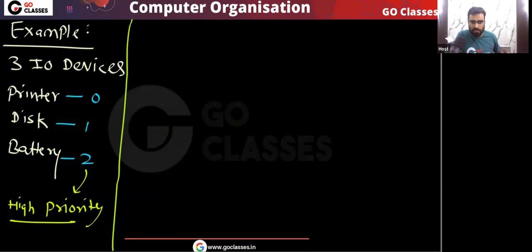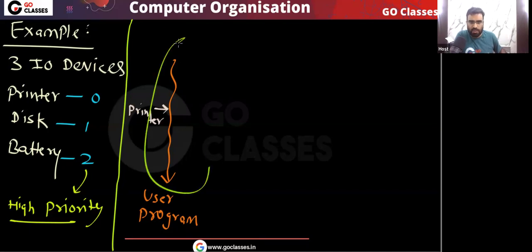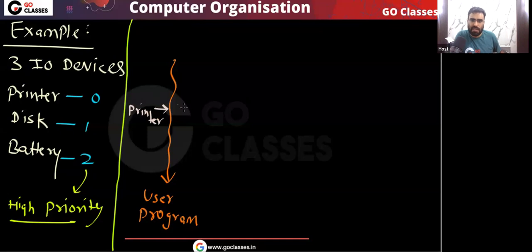Now let's see what will happen. Just understand this point. Let's assume that the CPU is executing a user program, correct? Some user program. Now let's assume that the printer is sending the interrupt signal. Yes or no? So the printer is interrupting here. We are running the user program and an interrupt comes from the printer. Then what will the CPU do?